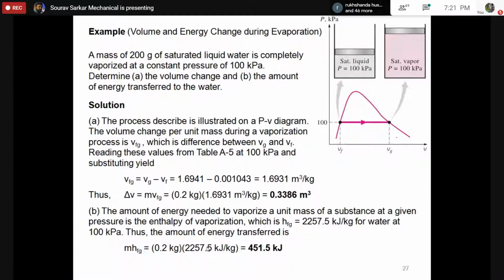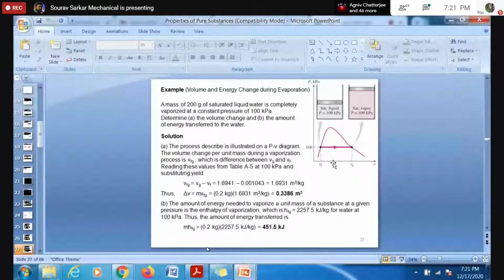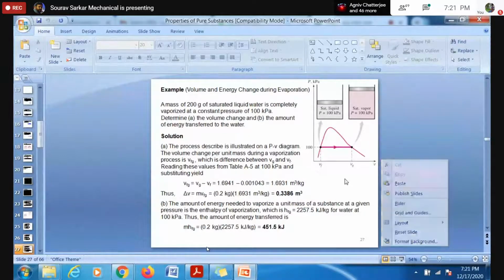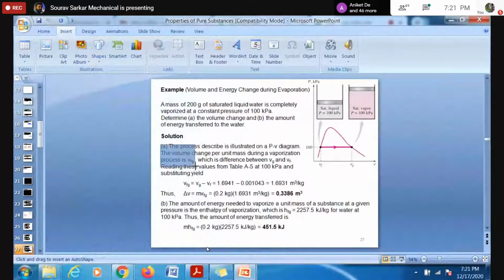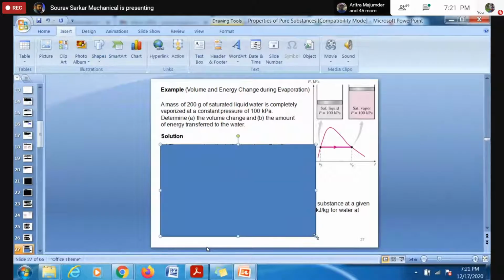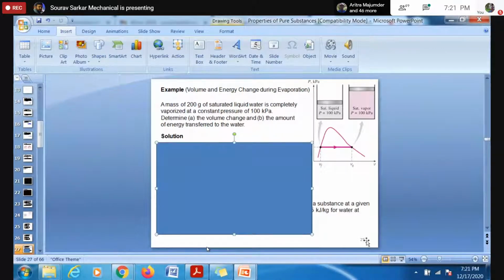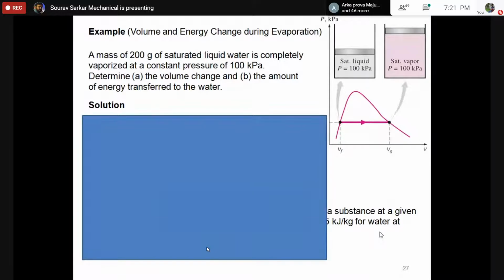A mass of 200 grams of saturated liquid is completely vaporized at a constant pressure of 100 kPa. Determine the volume change and the... just wait for one minute. Can you solve this problem?